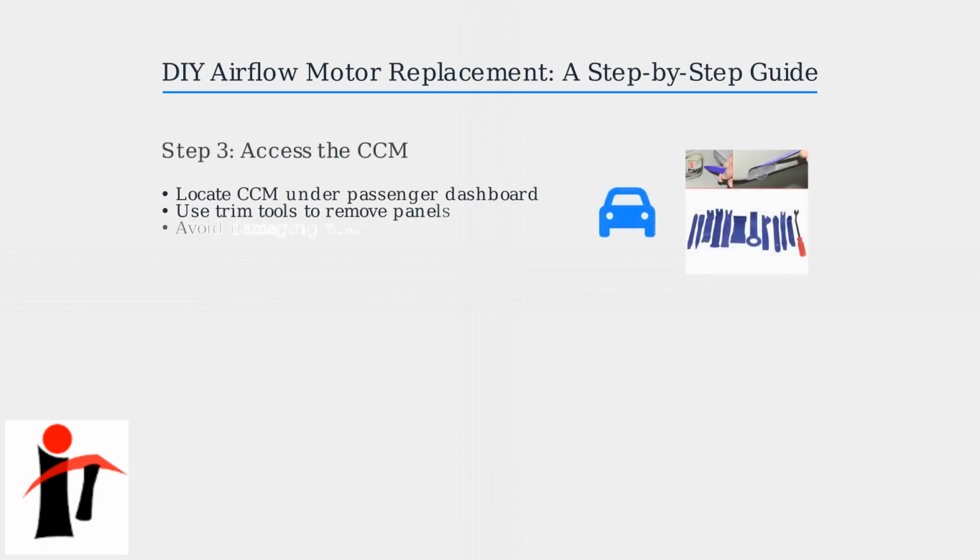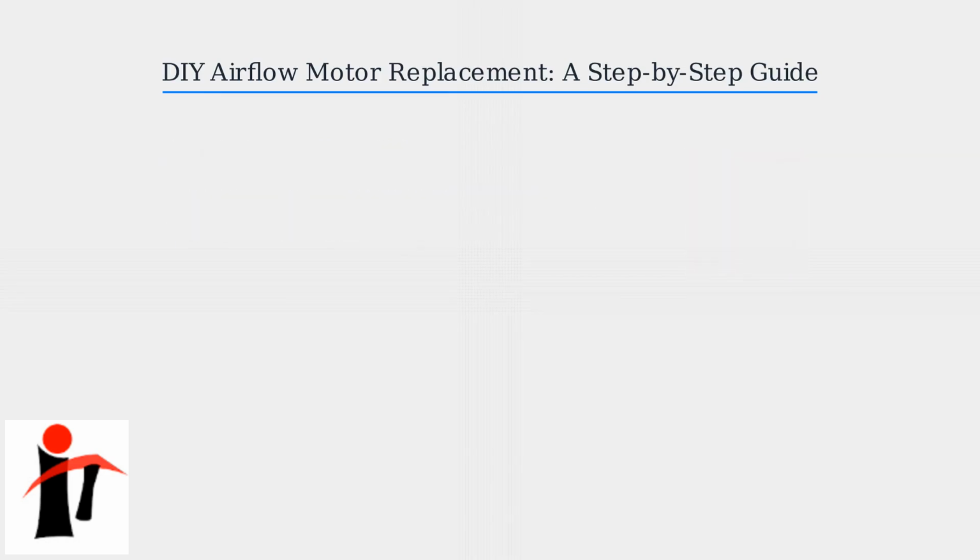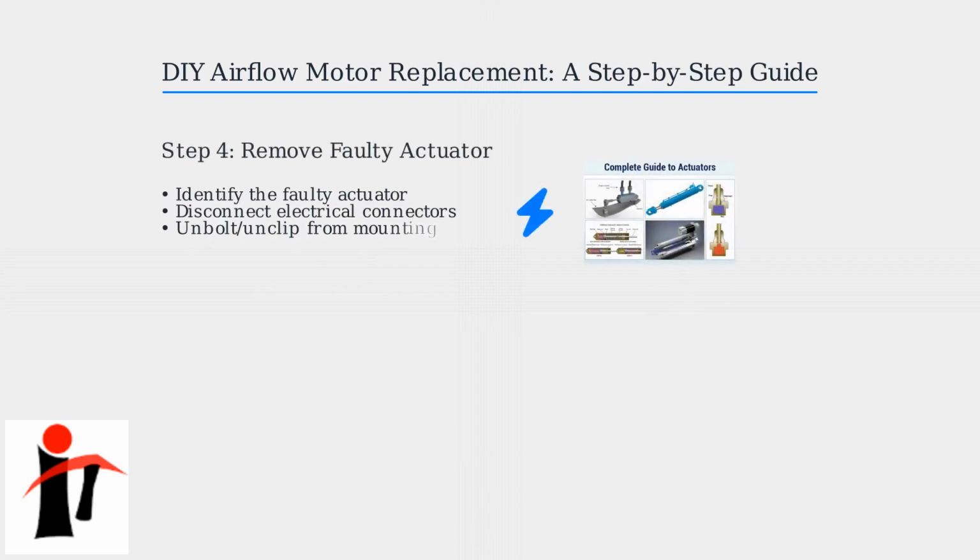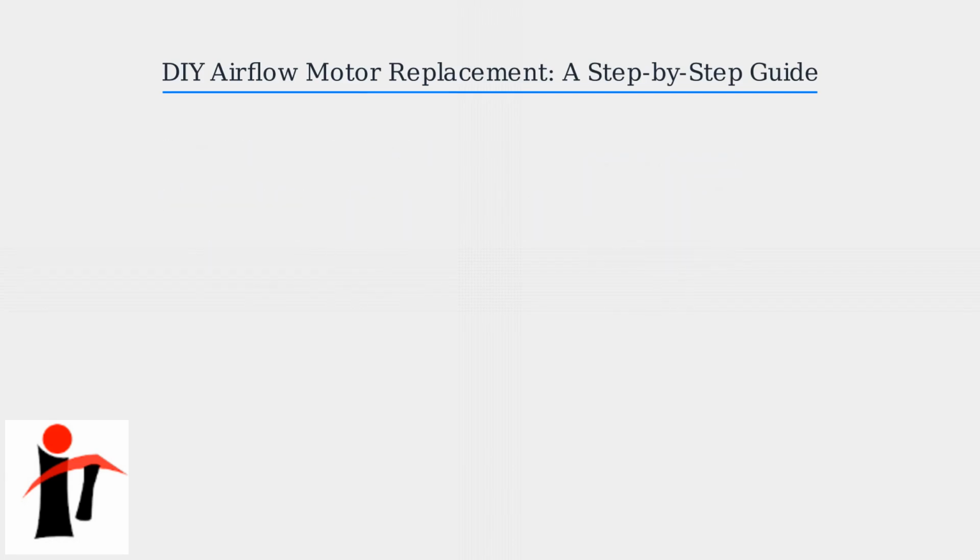To access the climate control module, locate it under the dashboard on the passenger side. Use trim removal tools to carefully pry off plastic panels without damaging them. This exposes the CCM housing. Once the CCM is exposed, identify the faulty airflow motor actuator. Carefully disconnect any electrical connectors, then unbolt or unclip the actuator from its mounting. Handle it gently to avoid damage.